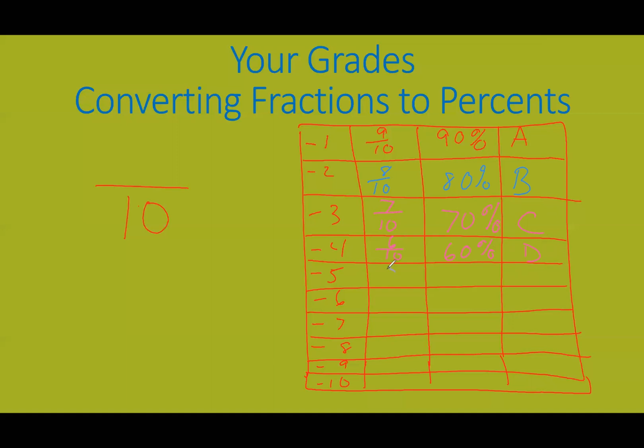-5 means I got 5/10, which is half, isn't it? 50%, F. How about -6? I got 4/10. You see the pattern? 9, 8, 7, 6, 5, 4, 3/10, 2/10, 1/10, and 0/10. I'm running out of space. Look at the pattern here.